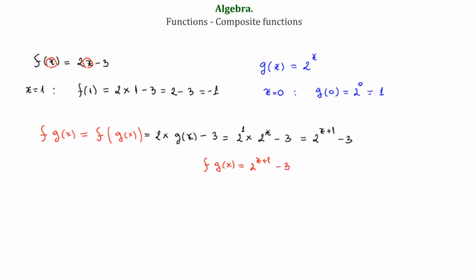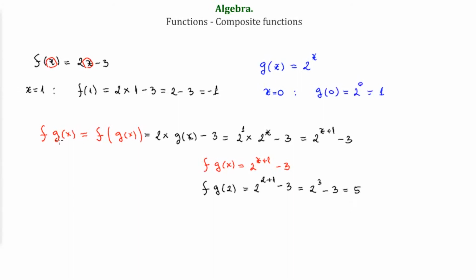Let's say we want a specific value. We want fg of 2. That would be obtained again by replacing x with 2. So it's 2 to the power of 2 plus 1, minus 3. 2 to the power of 3 minus 3, 8 minus 3, giving us 5.